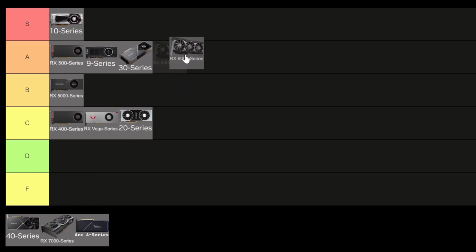RX 6000 series, I have a little bit of experience with the 6700 XT. I haven't made any content on it. I mean, they work. They're pretty decent graphics cards in terms of competition to the 30 series, which was their main competition at the time. It just works, which is something that I could say about the 5700 XT as well.